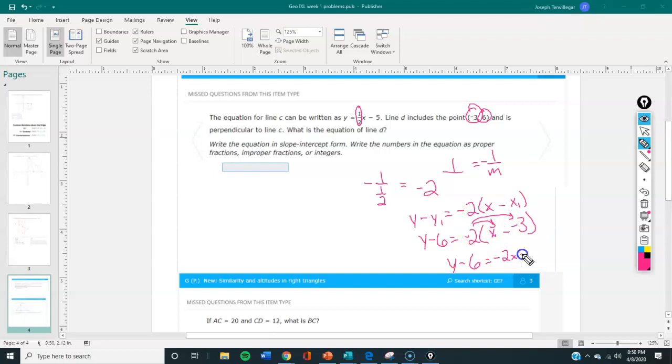You have -2x. That's a plus 3 then, so it'd be minus 6. Not x. And then I have to add 6 to both sides. What? No way. y equals negative 2x. Is that right? Yeah, that's right. We did it. Nice job, team.